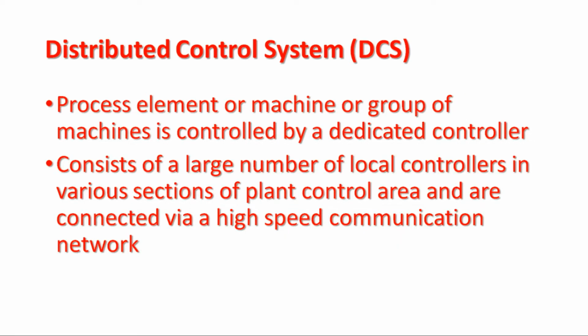Also, DCS is a process element or machine or group of machines that is being controlled by one dedicated controller. Also, it consists of a large number of local controllers in various sections of the plant control area, and they are connected via a high-speed communication network.